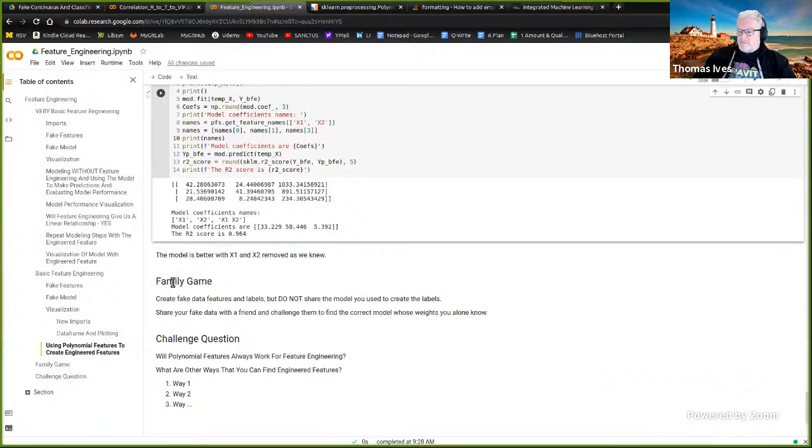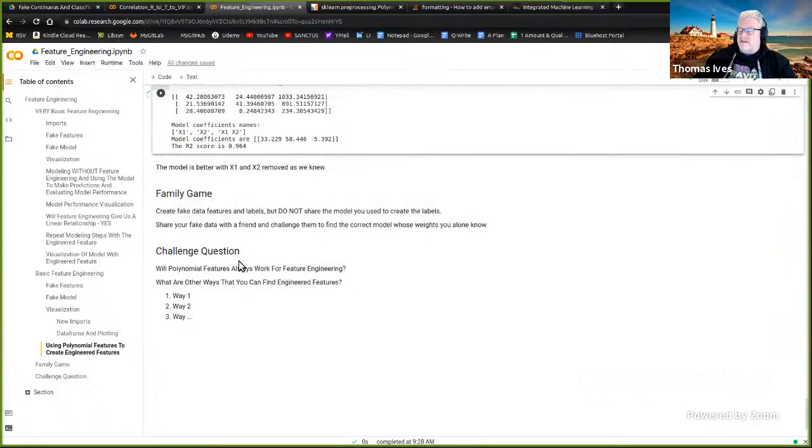Now, a family game that I'm suggesting. Create fake data features and labels, but do not share the model you use to create the labels. And if you don't have anyone to partner with, I can do this for you. I'll give you some fake features and fake labels, but I won't tell you the model I use to create the labels. Then you share. But if you have a partner, you can share your data with a friend and they can share theirs with you, and you challenge each other to find the correct model whose weights you alone know. And that would be really cool.